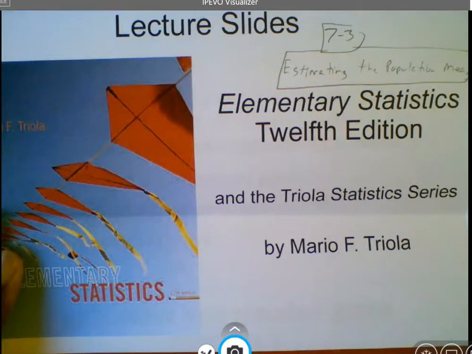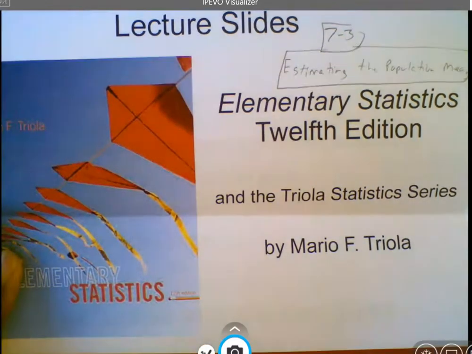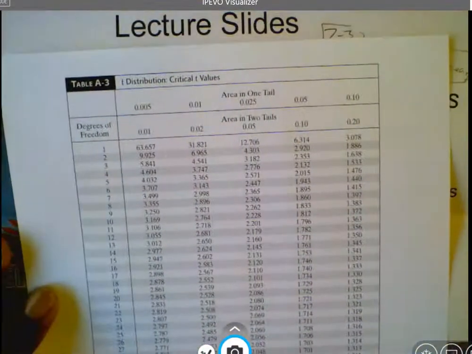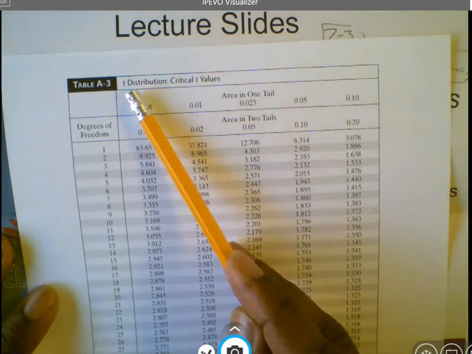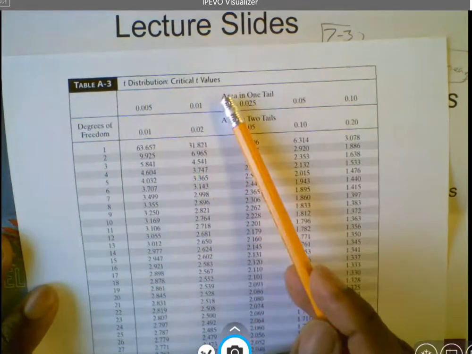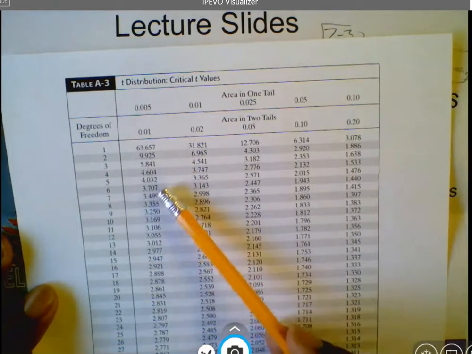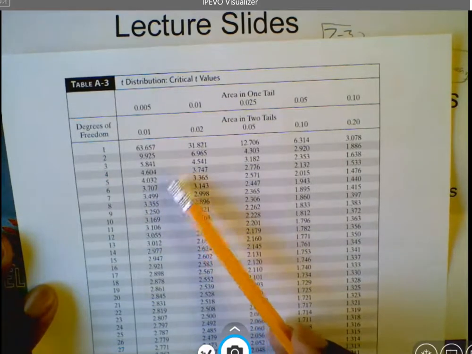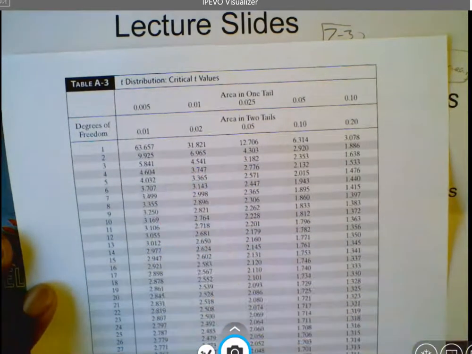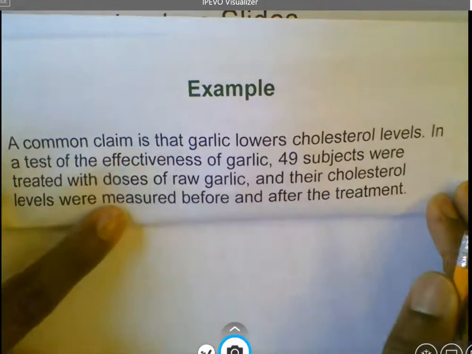Hello students, this is lesson 7-3, estimating the population mean. In this lesson, we're going to learn to estimate the population mean and find the margin of error using a population mean. Another thing we're going to learn is how to use a t-table, or better yet, a t-distribution critical values table. We've mastered how to use a z-score table, and today we'll learn how to use a t-distribution table.